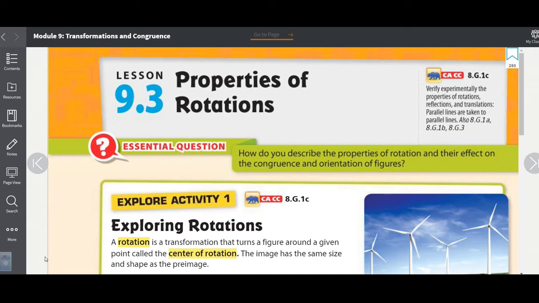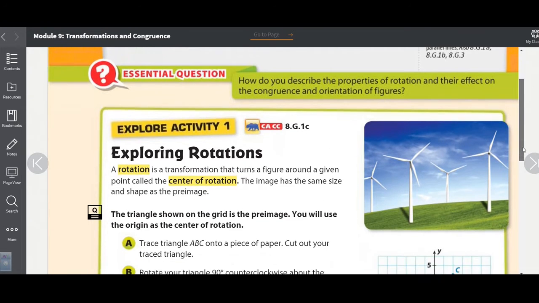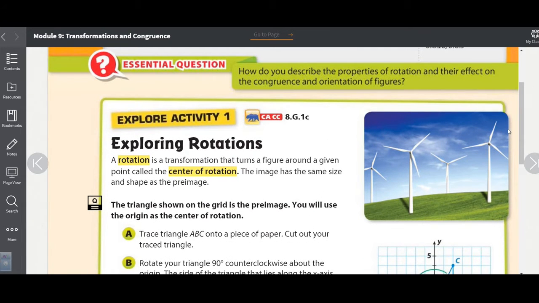So if you look in your textbook, they define for us a rotation is a transformation that turns a figure around a given point called the center of rotation, and the image has the same size and the same shape as the pre-image, although its orientation or the direction it turns changes.